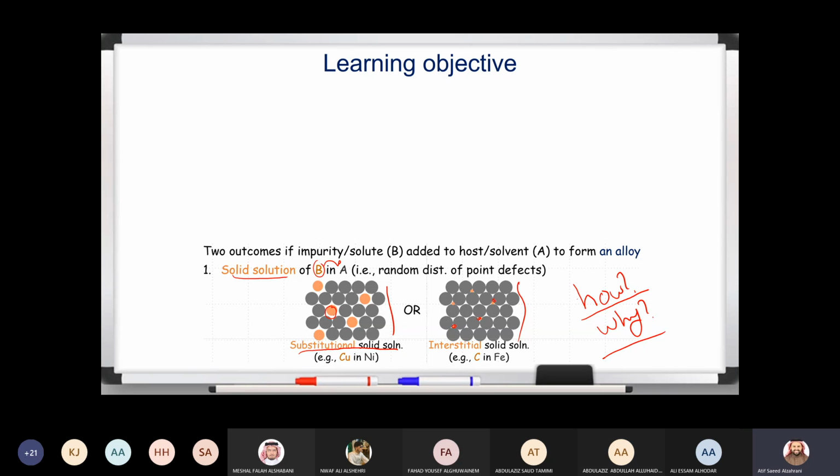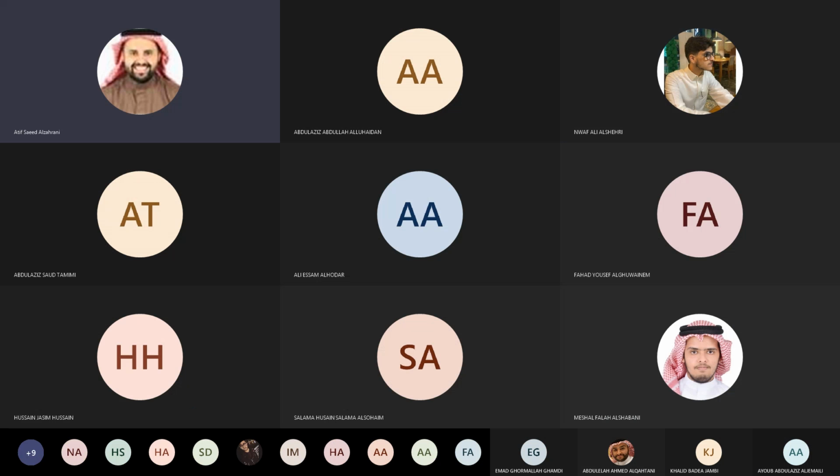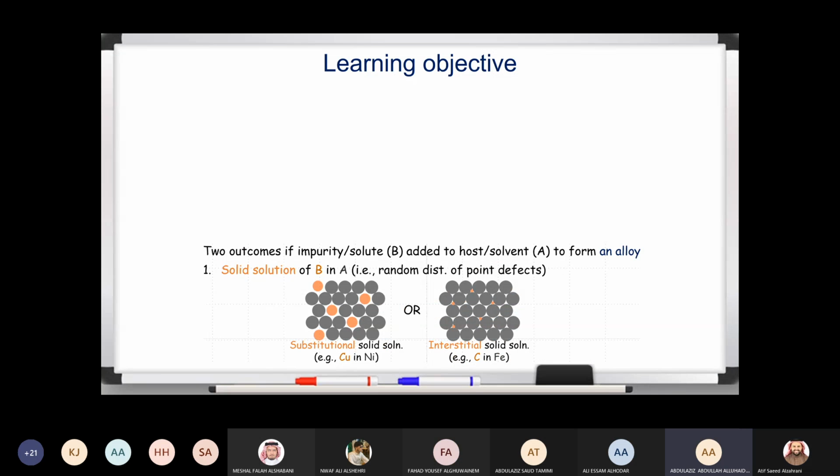Doctor, please, I expect the screen is not showing for me. Is it the same for all of you guys? It's showing. Okay, let me try to do it again. What about now? Yes, now, yes. Okay. Good.